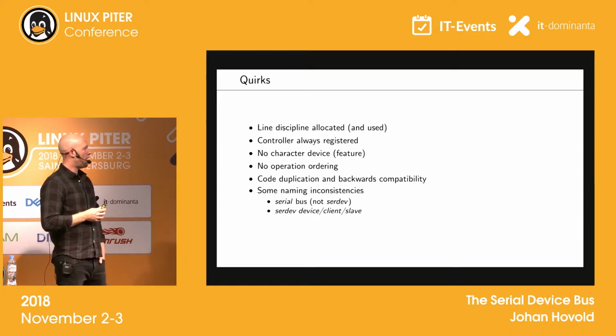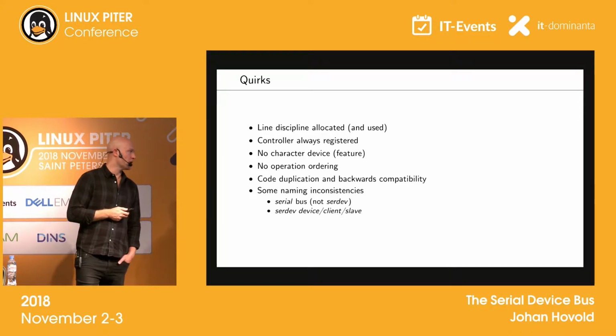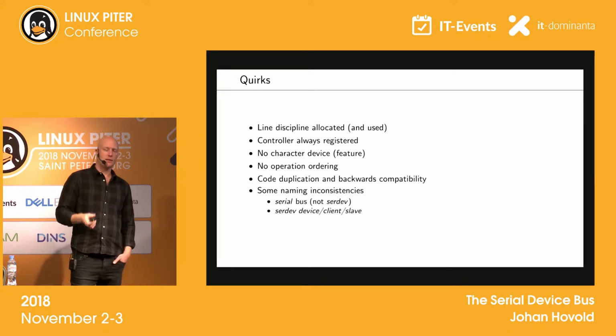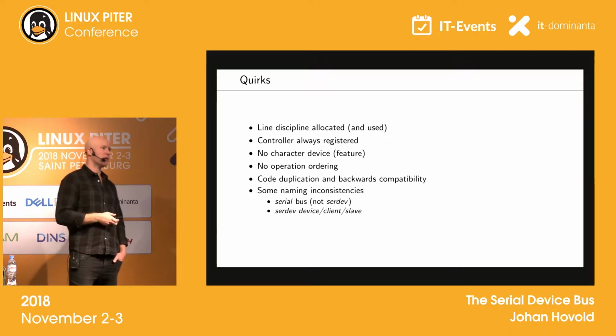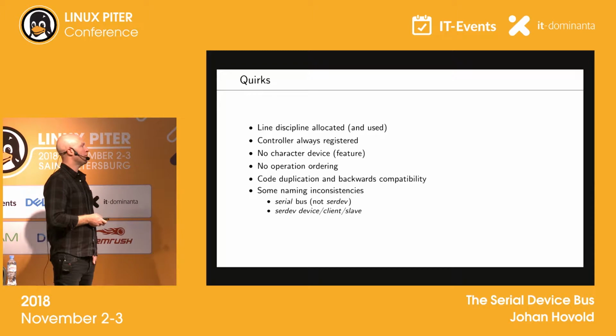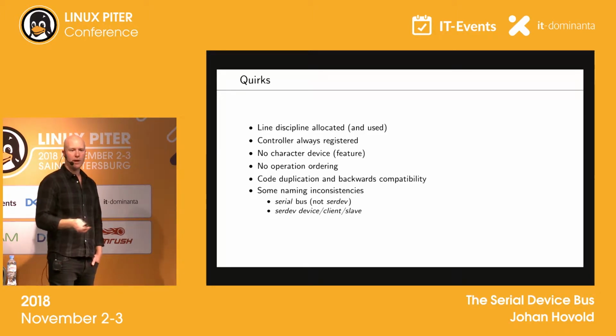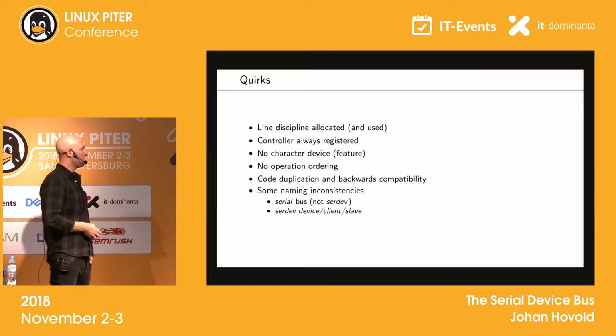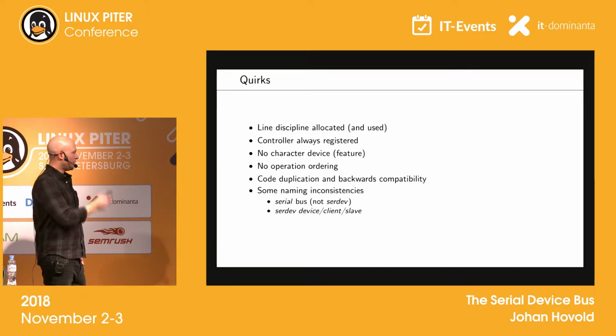And we do have a potential problem with code duplication and backwards compatibility, as some of these older line discipline drivers are now being converted over to SerDev. We can't simply remove the line discipline drivers. We need to continue supporting them for backwards compatibility reasons. And this has already led to some of the Bluetooth implementation being in practice copied and now needs to be maintained in two copies. I already discussed the naming inconsistencies. The bus is named serial, and we use SerDev device, client and slave interchangeably.